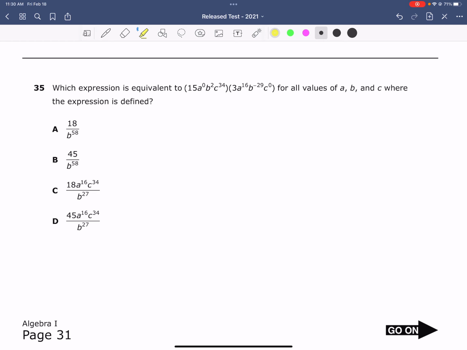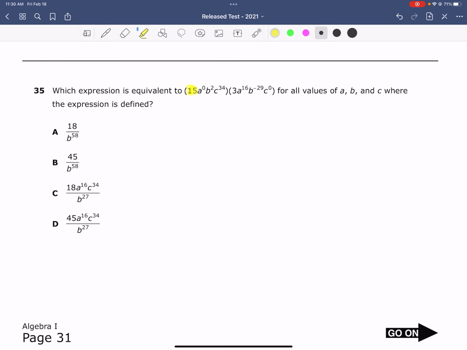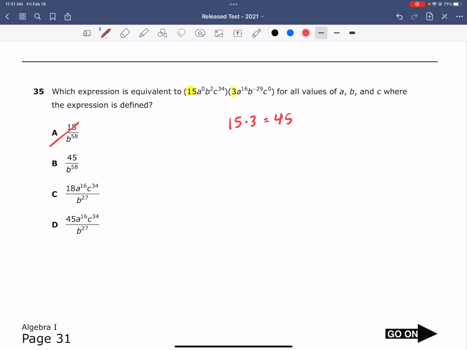The first thing I want you to notice in this problem is that we have two coefficients that should be multiplied together. We have a 15 and a 3. Those are my coefficients, and we multiply coefficients. And so 15 multiplied by 3 is going to give us 45. Any answer choices that we see that don't have 45 in them are going to be eliminated. Therefore, A and C are incorrect.